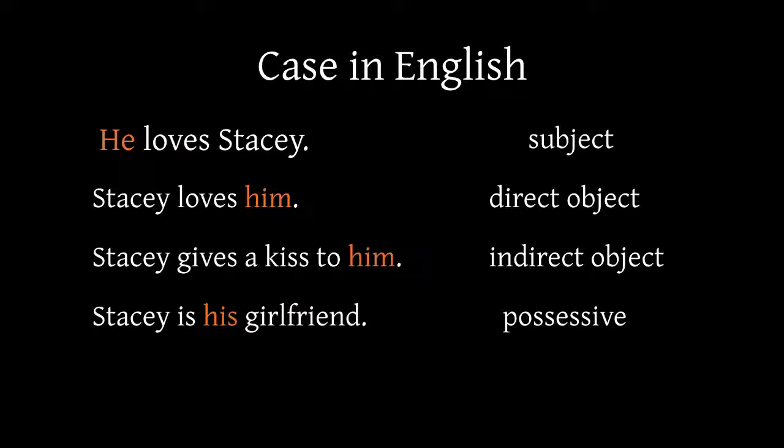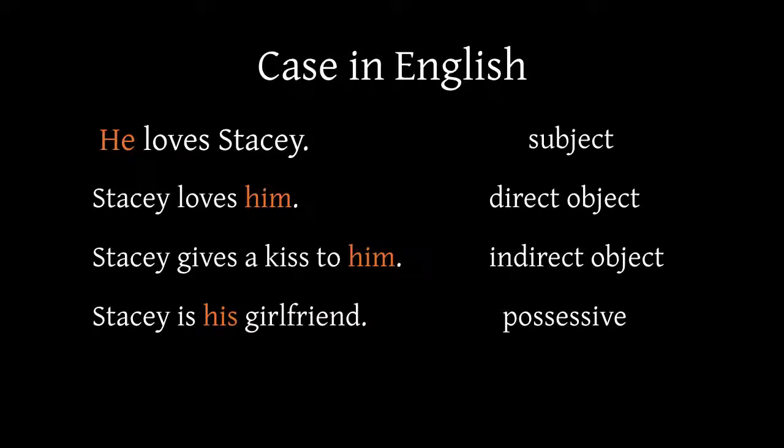In the sentence, "he loves Stacy," the pronoun he is inflected so that we know that he, whoever he is, is the one who loves Stacy. He is in the subjective or nominative case. In the sentence, "Stacy loves him," we inflect the word him to show that this guy is receiving the action of the verb. He is the one being loved. Him is in the objective or accusative case.